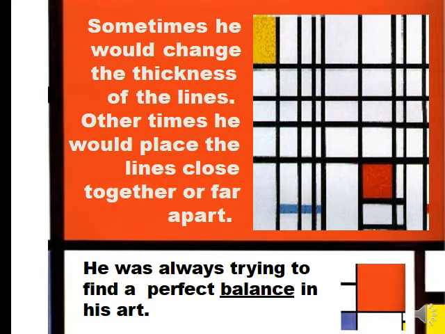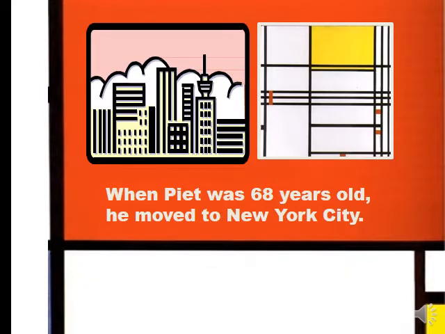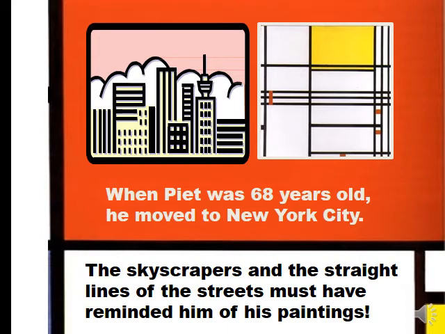Sometimes he would change the thickness of the line. Other times he would place the lines close together or far apart. This is the line close together and this is the line far apart. He was always trying to find a perfect balance in his art. When Piet was 68 years old, he moved to New York City. The skyscrapers and the straight lines of the streets must have reminded him of his paintings.